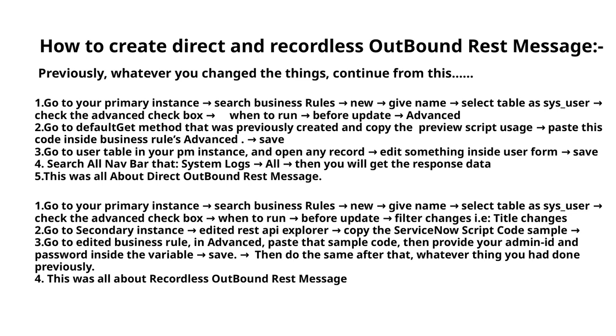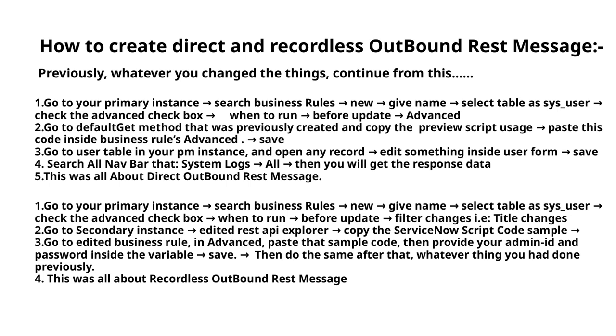Now, let's look at creating a recordless outbound REST message. Again, start from your primary instance, go to Business Rules and create a new one. Give it a name, select sys_user as the table, check Advanced, and set the When to run as before update, but this time filter for specific changes like title changes.